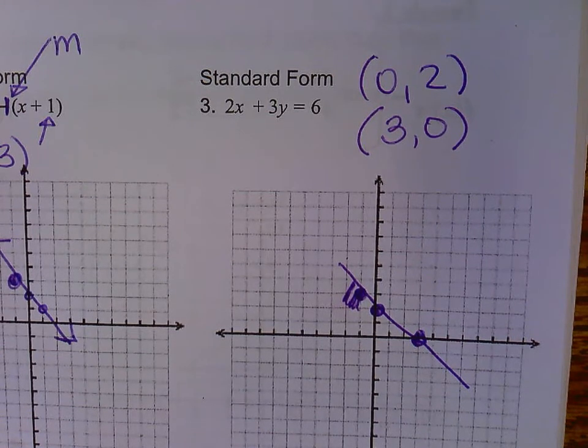You could also do it both ways. That would be a good safety check that you did everything correct. You did it in standard form, you converted it and checked it in slope-intercept form. If they don't match up, you did something wrong.